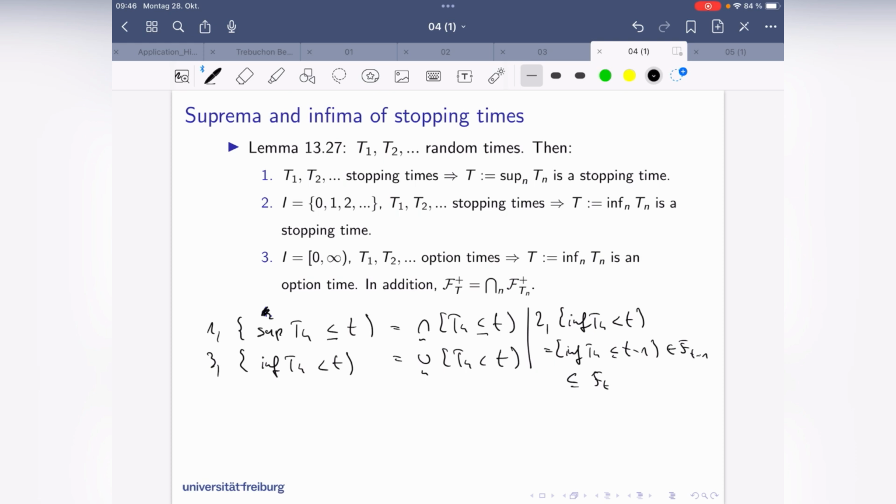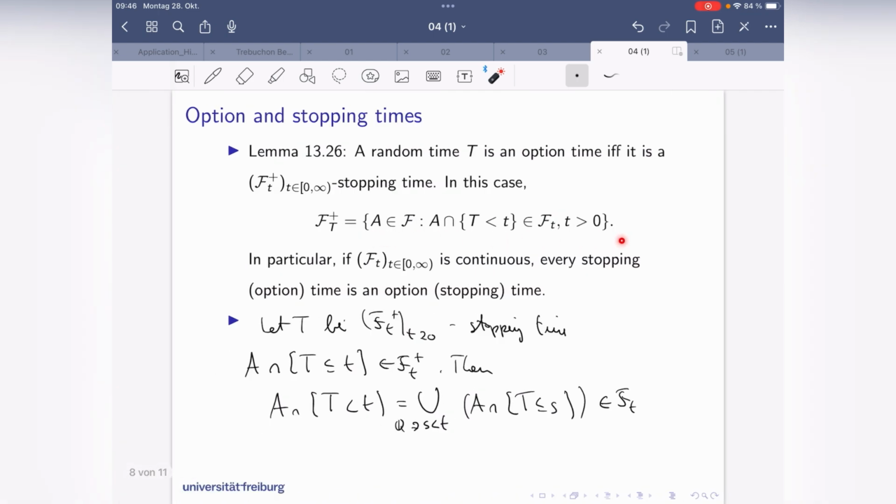Of course, the t here is less or equal than Tn for all n. That's clear. That means Ft plus is a subset of the intersection of all Ftn plus. So that direction is okay. The other direction would be: A is in the intersection over all n of Ftn plus, and I want to show that A is also in Ft plus. Ft plus was as shown in this set here, so we have to show this property.